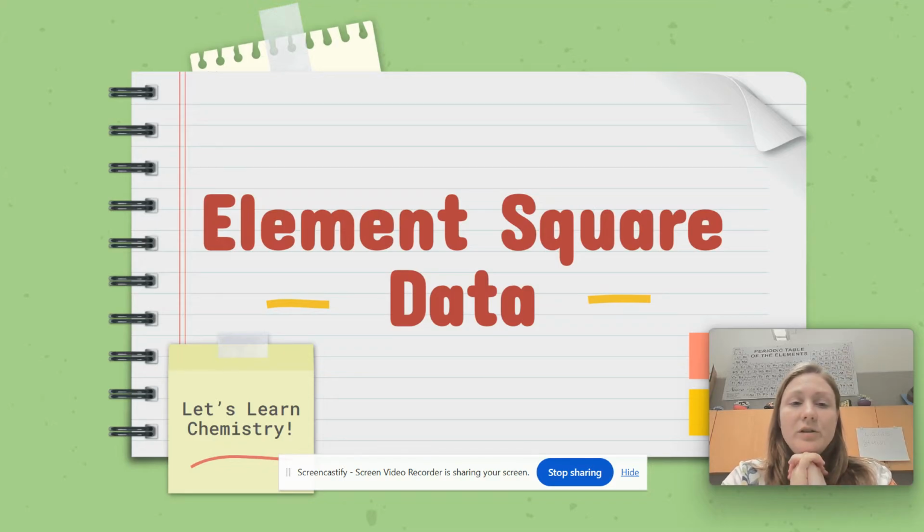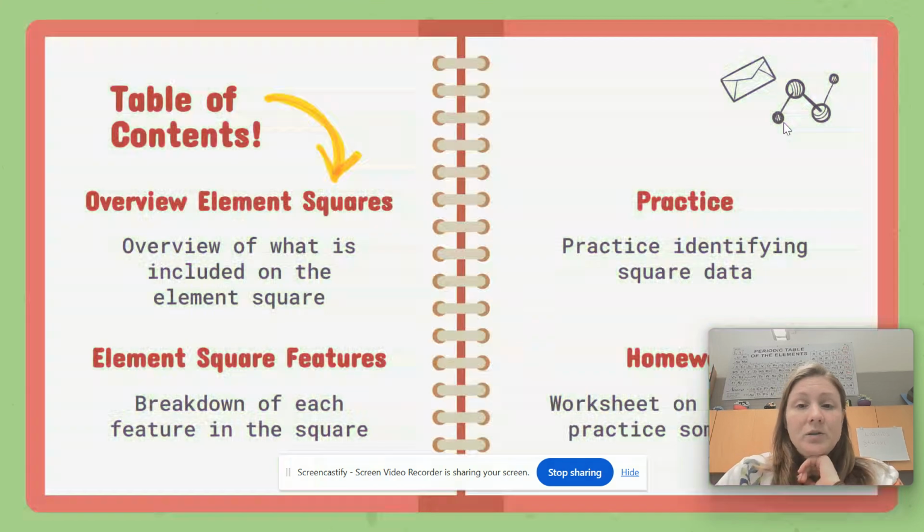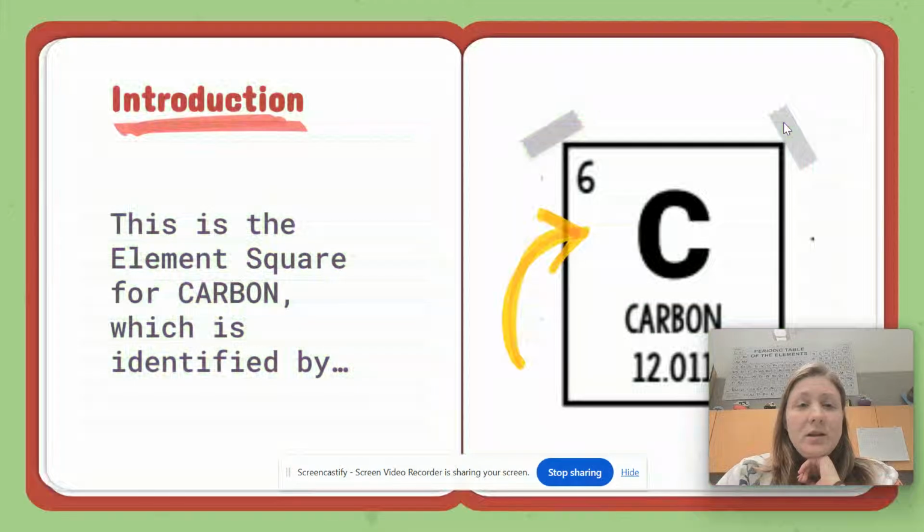So the first thing I want to talk about today, we are going to be learning about the element squares. If you were to look behind me at the periodic table of elements, there are little squares there with elements in them. I'm going to tell you what is included in that little square so that you know what you're looking at when you look up there at that periodic table. So let's get started. We are introducing an element square.